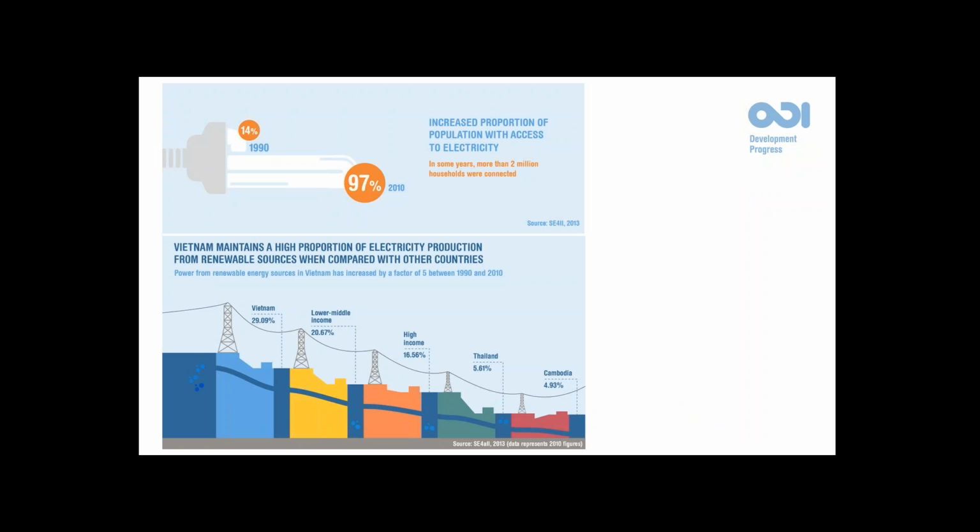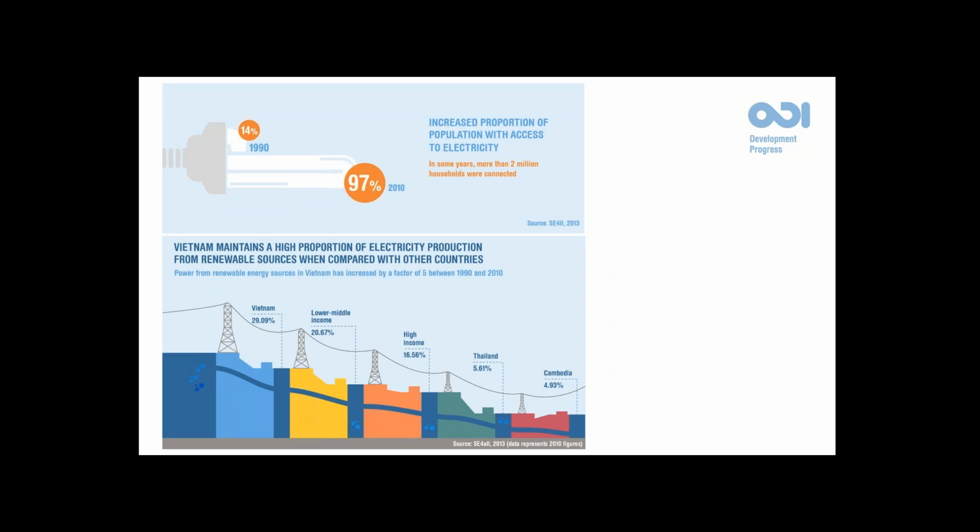And then just to give you another example on a completely different topic, these are some infographics that we produced to accompany a report on access to energy in Vietnam. The top infographic shows the absolutely staggering achievements the country has made in terms of providing its population with access to electricity, going from just 14% of the population in 1990 to pretty much universal coverage in 2010. And the graphic on the bottom shows how Vietnam has maintained a high proportion of its energy from renewable sources.